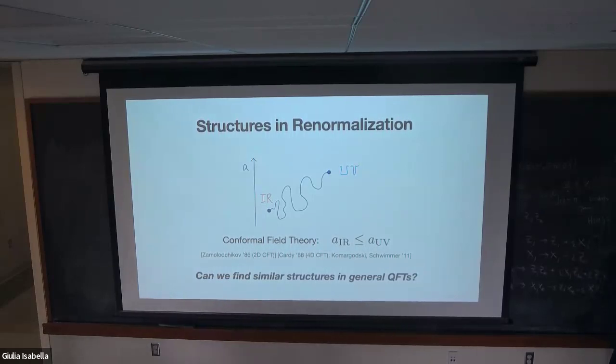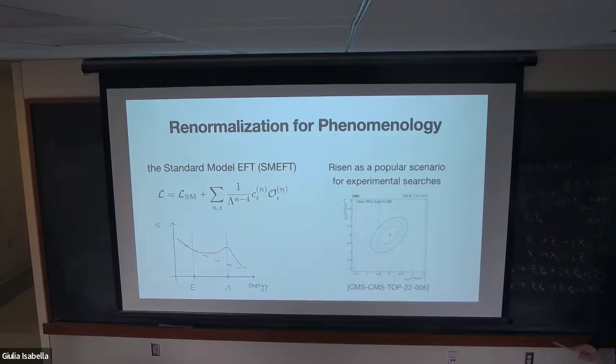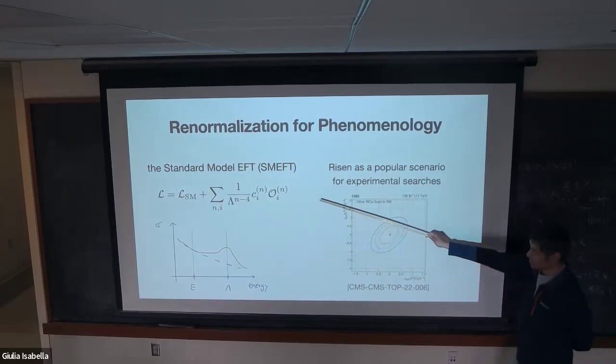So the basic question I want to ask is: do we have some analogy of this very definite control of the IR from the UV for more generic quantum field theory? This is toward phenomenological application, and the platform we're going to apply it to is the so-called Standard Model effective field theory.